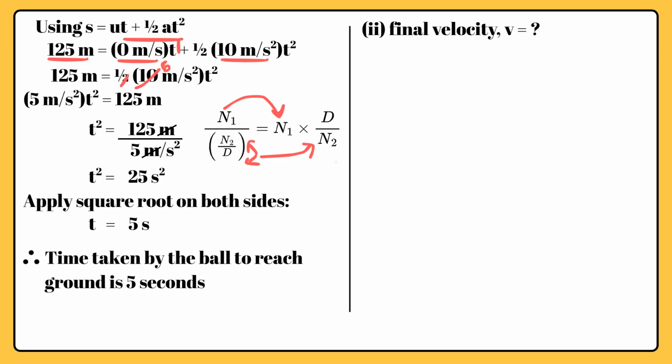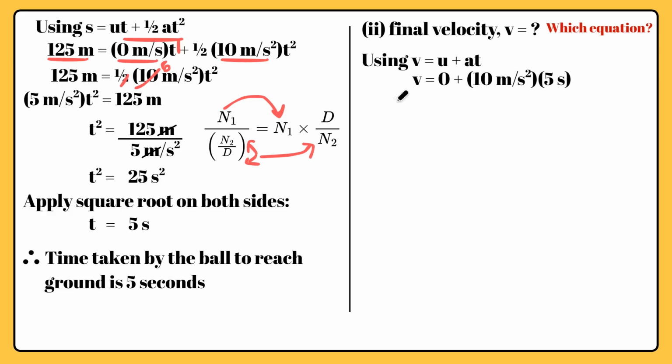Moving on to the second part of the question, we are asked to find the final velocity. We can use any of the other two equations to find the final velocity. I am choosing to use v is equal to u plus at because it will be simpler for calculation. So if we substitute the values in this, u is 0. Acceleration is 10 meters per square second. And time, we have just found this out to be 5 seconds. 10 into 5 is 50, so we have v is equal to 50 meters per second.